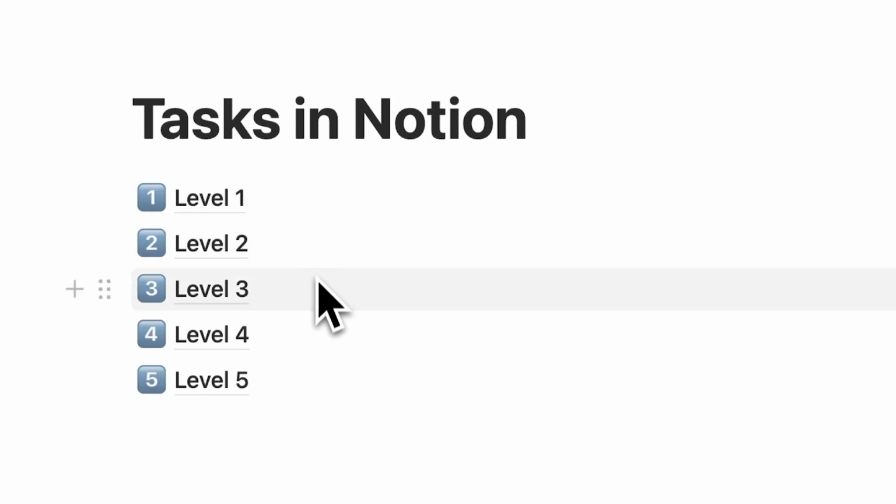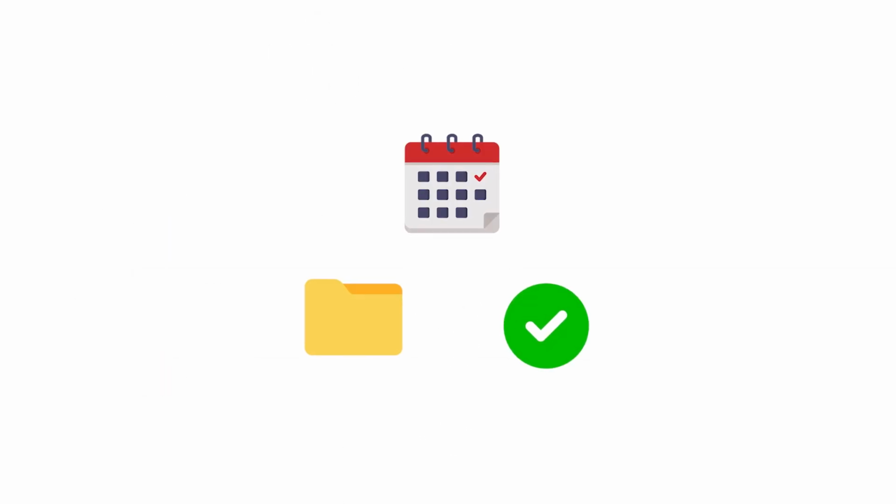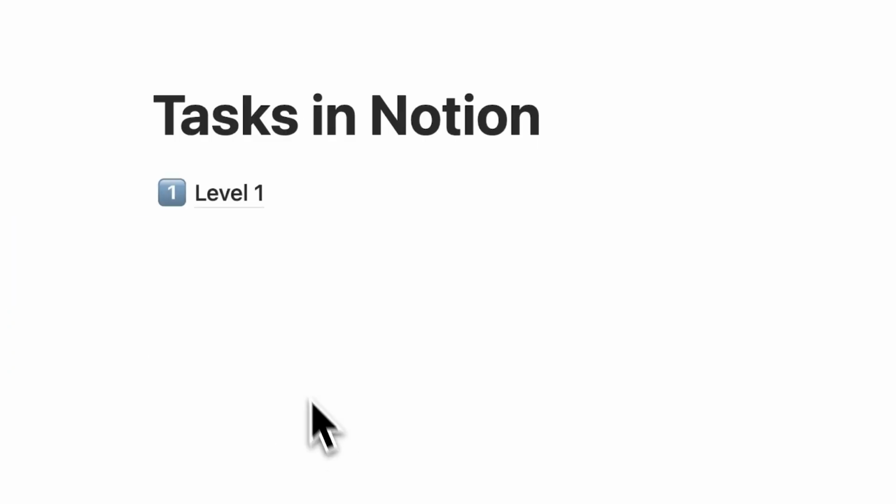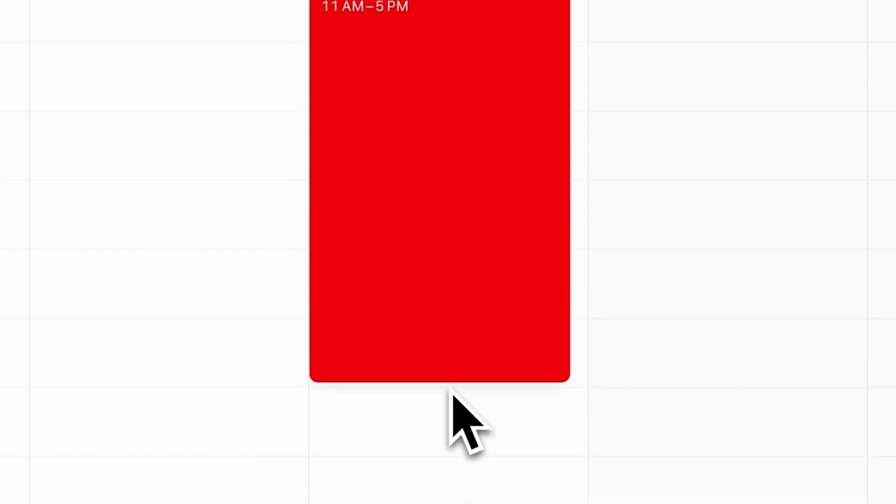Here are the five levels of Notion task systems, from beginner to expert. Most people think that they're using Notion to manage tasks, but they're actually stuck at level one without realizing how much time and control they're losing.